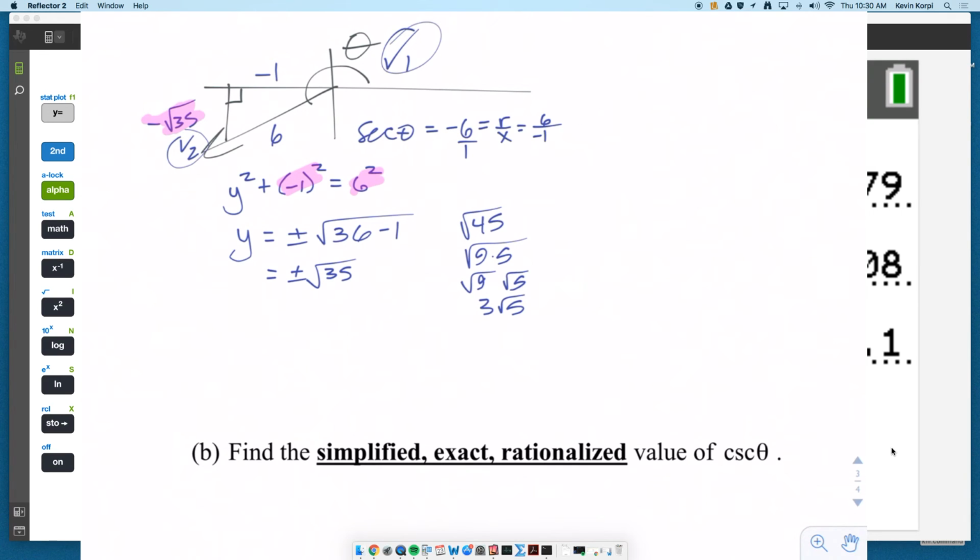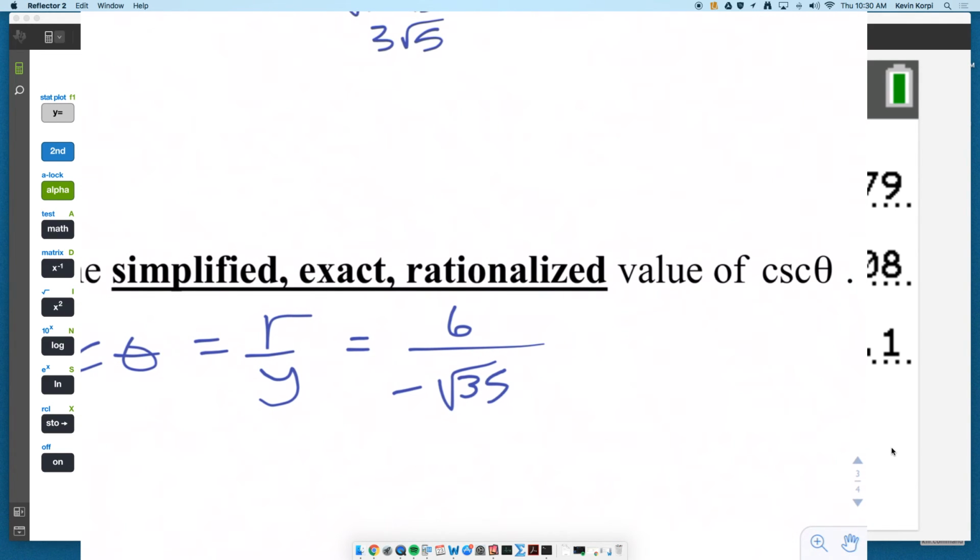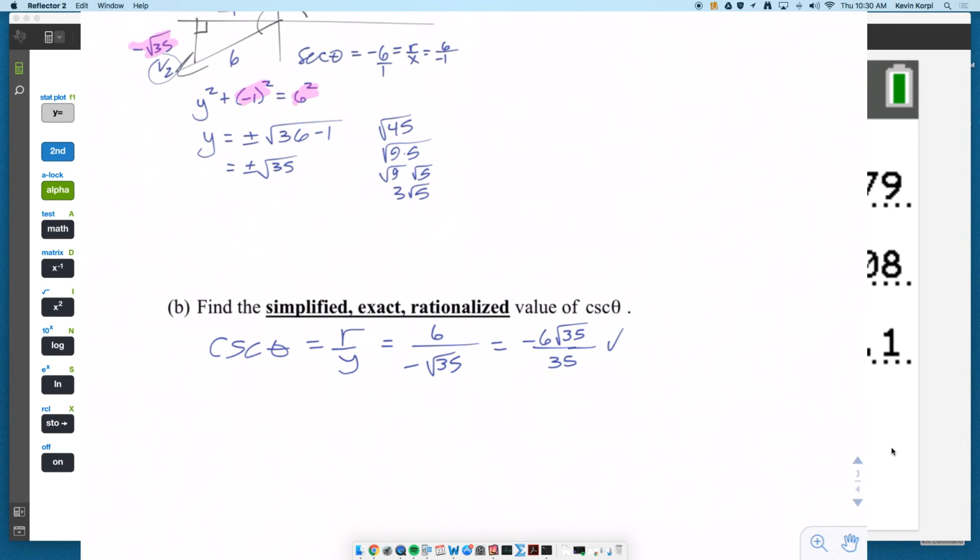So here we go. Part B, cosecant of theta is r over y, if you want to write that. That is going to be 6 over negative square root of 35. But that is not rationalized, is it? So now if we rationalize it, we get negative 6 square root of 35 all over 35. And that would be another check. That would be the third check.